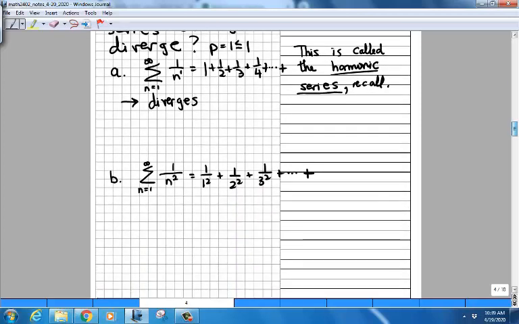On the other hand, when we have reciprocals of the index squared, so 1 over 1 squared, 1 over 2 squared, 1 over 3 squared, this is going to converge. Because here, this is a p-series with p equals 2, which is bigger than 1.